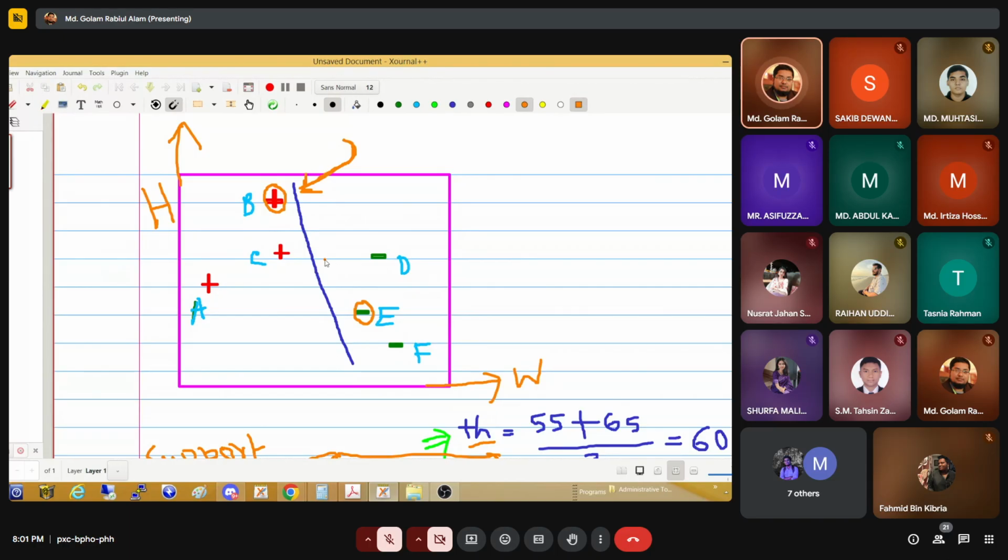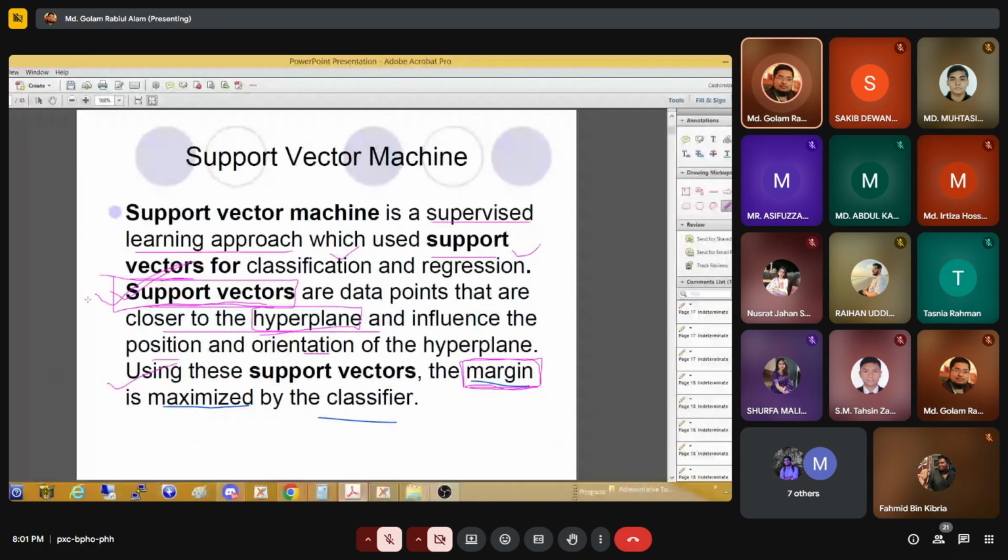So those are our support vectors. We can consider that B and E are our support vectors here. Why? Because those are closer to the hyperplane. According to the definition, support vectors are the data points that are closer to the hyperplane. So that's why we can consider those our support vectors.